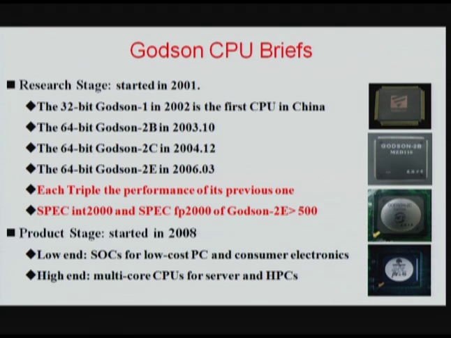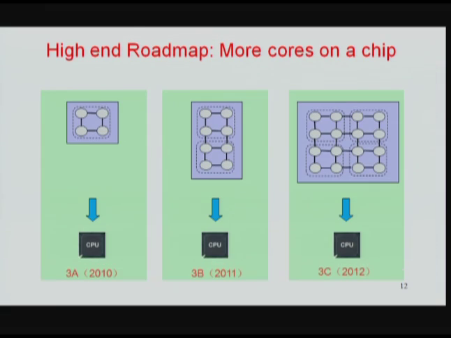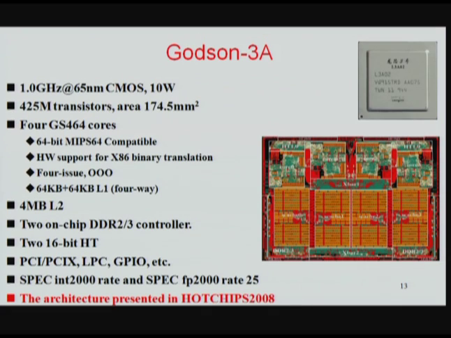We have a low end and high end roadmap. Here's the high end roadmap. We start from 4 core, and then we are designing 8 core and then 16 core. Here's the Godson 3A. It's a 4 core chip. 1 gigahertz, 65 nanometer, 425 million transistors. It implemented 4 cores, each a 4-issue core, and 4 megabyte level 2 cache, 2 DDR3 controllers. The architecture of the chip was presented in Hot Chips 2008.